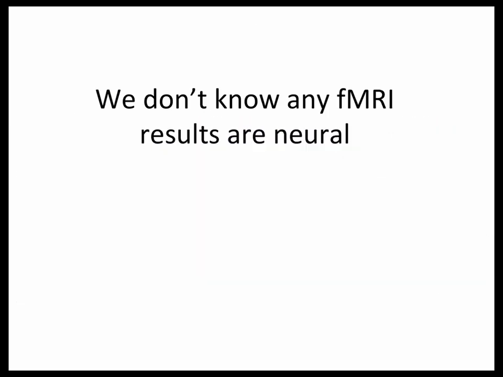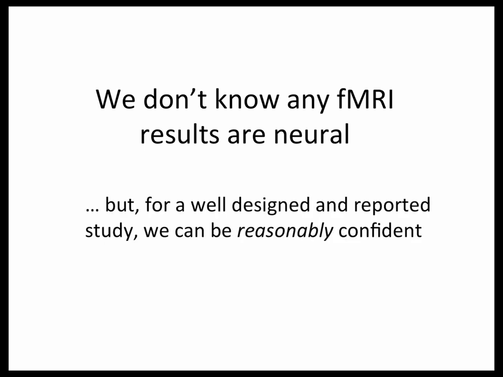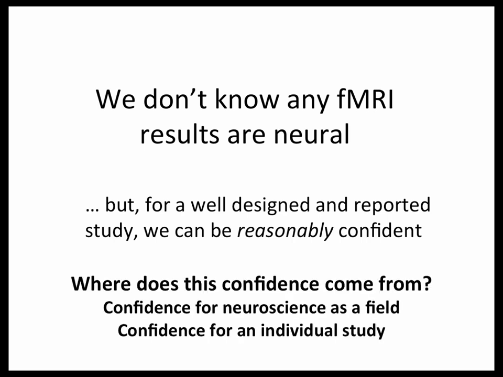So going through this, in truth, we don't really know that any specific result is neural or not. But for a well-designed and well-reported study, we can be reasonably confident nowadays. But the key word there is confidence. So where does this confidence come from? There's 2 types of confidence here. One is confidence for neuroscience as a field. So why does the field as a whole say fMRI is worth our time? And the second type of confidence is for an individual study. So you're looking at a specific result, either yours or one you're reading in a paper. Where do you get the confidence to say, I buy that, I don't buy that?